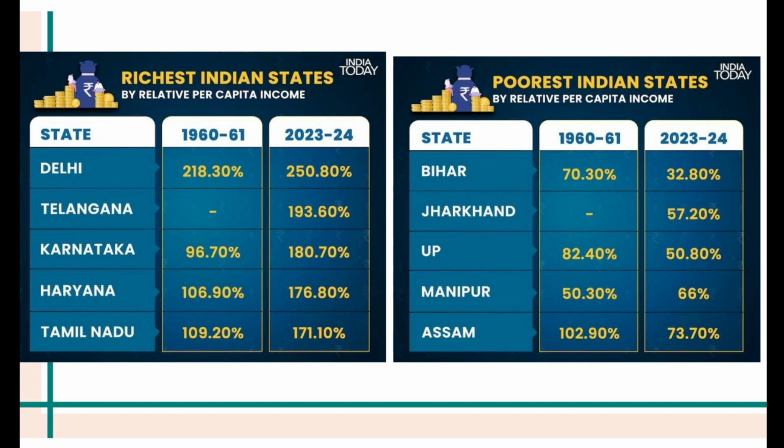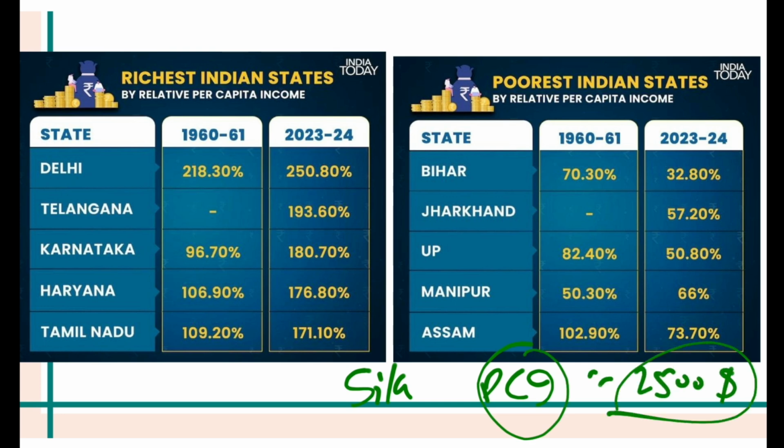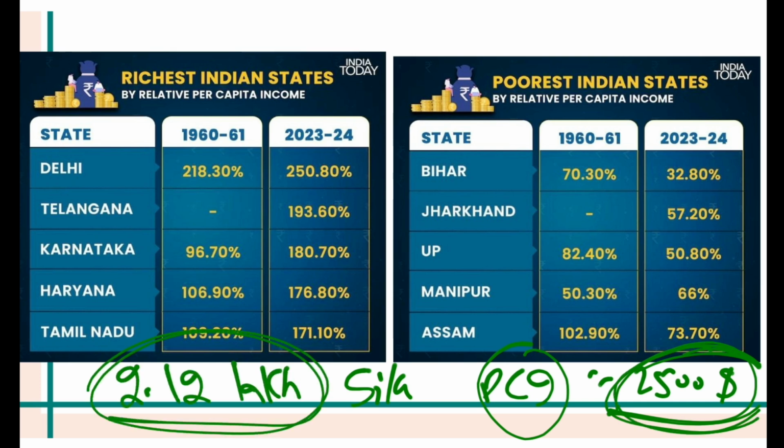Which is the richest Indian state? It is Sikkim. See, what is the per capita income of India? It is approximately $2,500. I am not saying it, it was said in the economic survey of this year. Approximately 2.12 lakh rupees is India's per capita income, which means on average, one Indian earns 2.12 lakh rupees annually.